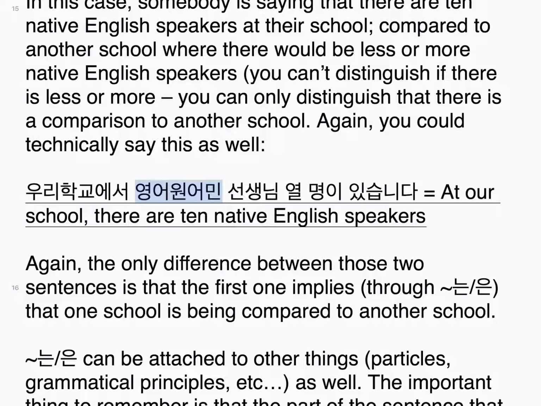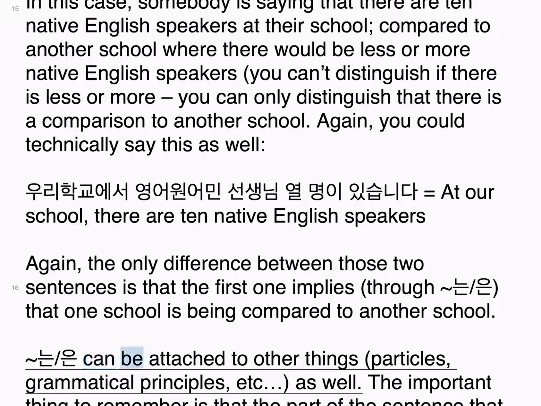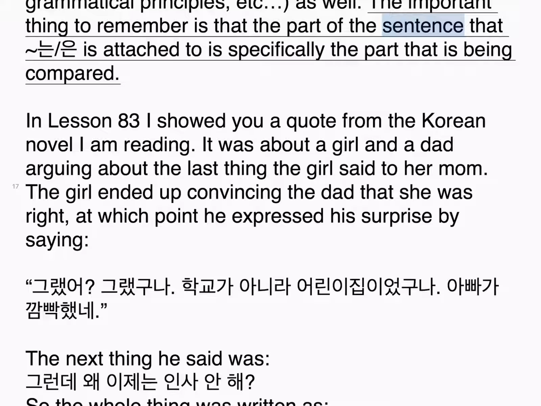Again, you could technically say this as well. 우리 학교에서 영어 원어민 선생님 10명이 있습니다. At our school, there are 10 native English speakers. Again, the only difference between those two sentences is that the first one implies, through 는, that one school is being compared to another school. 는 can be attached to other things, particles, grammatical principles, etc. as well. The important thing to remember is that the part of the sentence that 는 is attached to is specifically the part that is being compared.